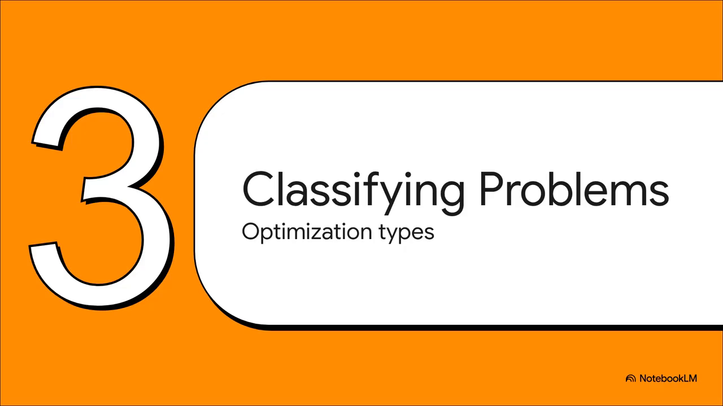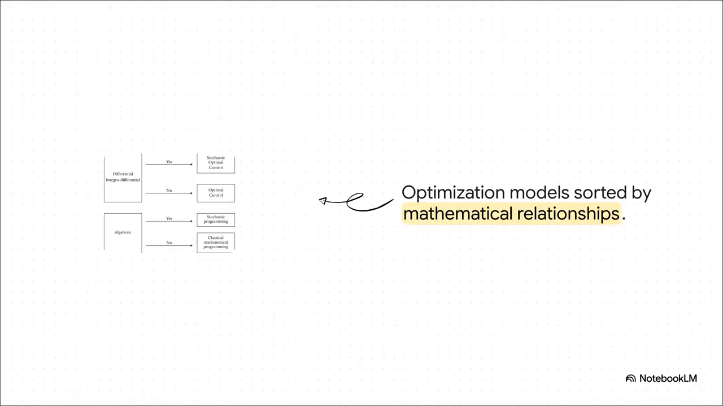Section 3, classifying optimization problems. Let's break down the different types. Now, what's really interesting here is how the optimization world is essentially split right down the middle based on mathematical relationships. Just look at the top versus the bottom. If your model uses differential or even integro-differential equations, which usually deal with dynamic systems changing over time, you're operating in the realm of optimal control. If you're using standard algebraic equations, you're doing mathematical programming.